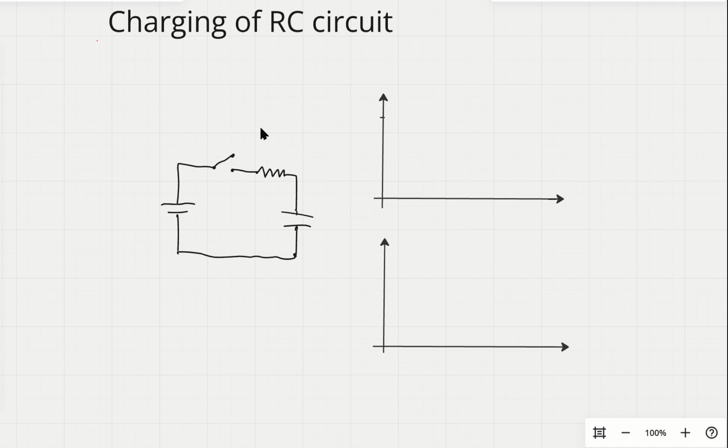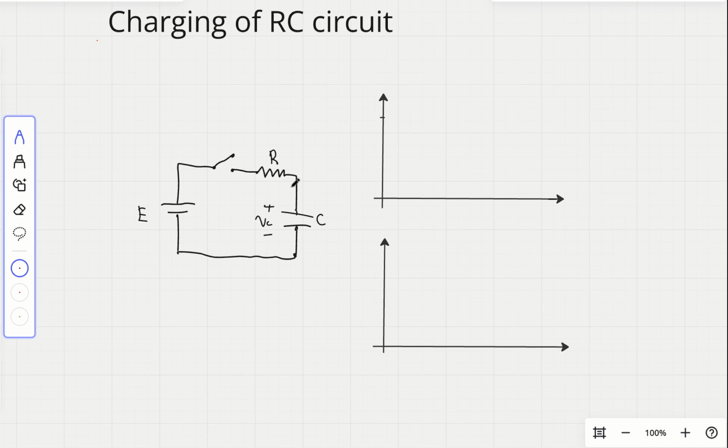Charging of an RC circuit. An RC circuit is a circuit that consists of a resistor and a capacitor. In this circuit, this is the source voltage E, and this is a switch. We are going to see what happens to the voltage across the capacitor, VC, and the current across the capacitor when we turn on the switch.